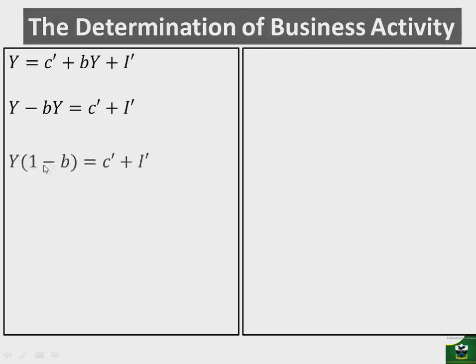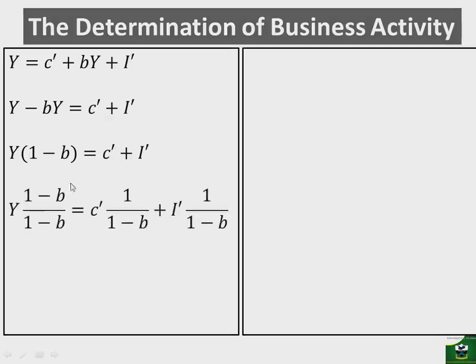And if we factor out Y, we will remain with 1 minus B. So if you factor out Y here, there will be nothing, so there will just be 1 here. So that when you multiply Y times 1, you will have Y, and Y times negative B, you will have negative BY. And this will be equal to our autonomous expenditures. By dividing through by 1 minus B, we will have 1 minus B here, which will cancel each other, so these two will cancel.